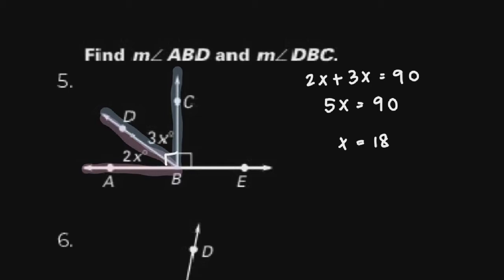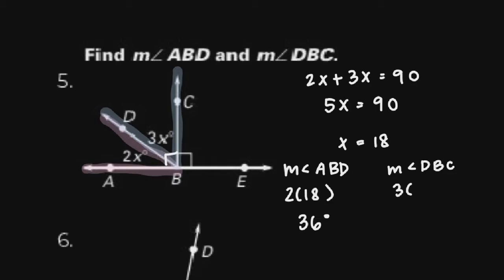Then to find the measure of angle ABD, we can plug in 18 for x. So 2 times 18 is 36 degrees. And for measure of angle DBC, we can plug in 18 for x, so 3 times 18 is 54 degrees.